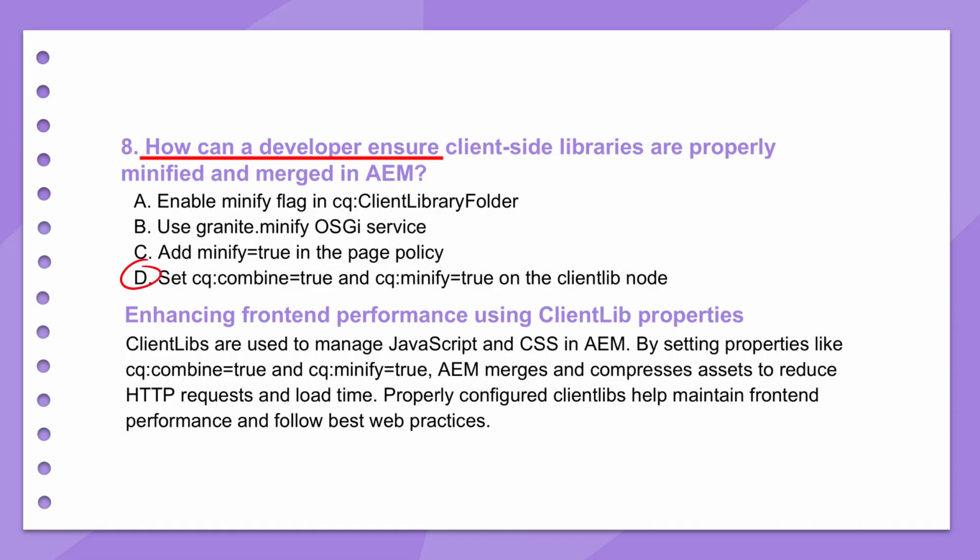The granite.minify OSGi service. That is the underlying service that actually does the minification work. But you don't configure it directly per client lib. It works behind the scenes. Right. It's the cq.minify property on your client lib node that tells that service, hey, minify this one. And page policies. Nope. They're about the authoring experience, allowed components, styles. They don't control client lib optimization. Okay, so it really comes down to those two Boolean properties, cq.combine and cq.minify, right on your client library folder. That's the key. Cool. Simple change, potentially big performance gain.